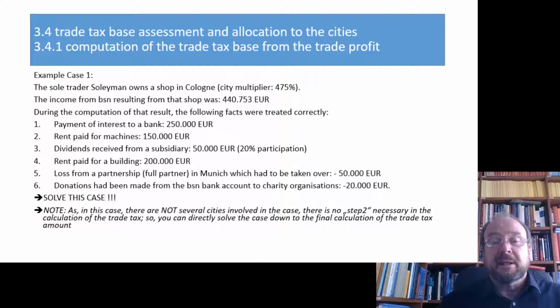So now what should you do? You should now press not the stop button, but you should freeze your screen, make a pause in the video, have a look at the data, take a sheet of paper and try to make a good solution. And afterwards, restart the video again at this point and then see what the solution could and should comprise.